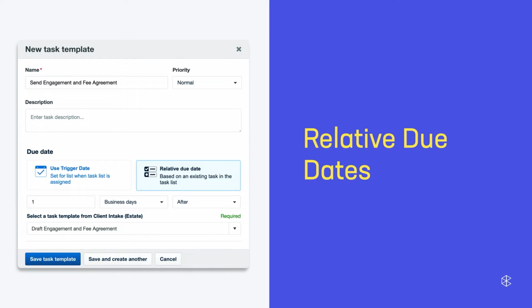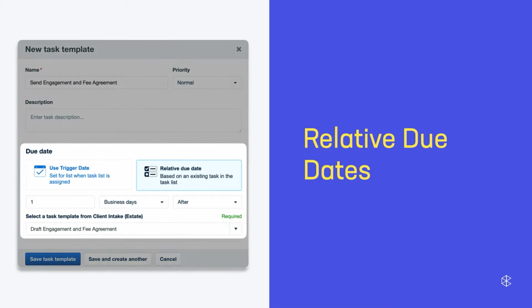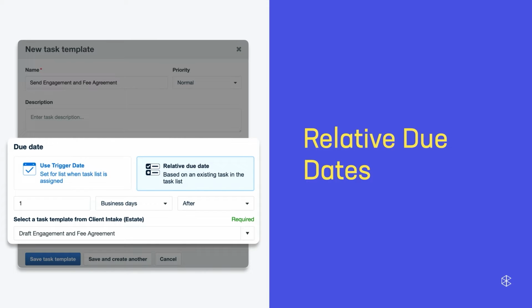When it comes to due dates within your task list, the smartest thing that you can do is set up relative due dates. This is where I sometimes see users get a little bit intimidated, so let's break it down and I'll show you how you can set them up. A relative due date within a task list means that one task is due relative to the other. They're sort of dependent on each other.